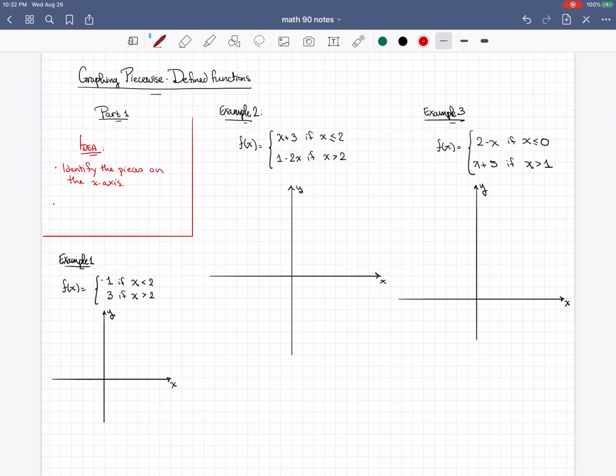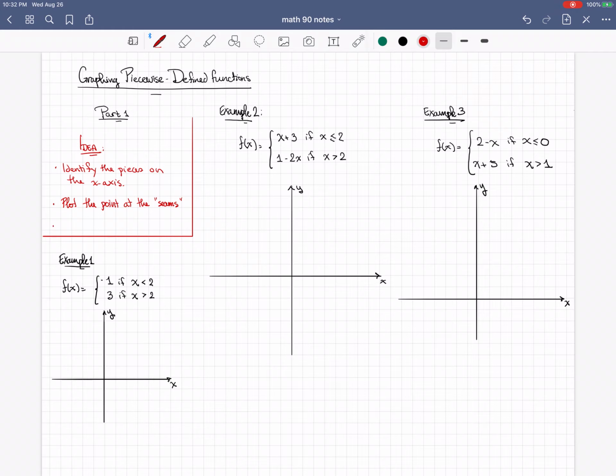Second, plot the points, and then I call it at the seams. So what do I mean by that? Like I said, a piecewise defined function is made up of pieces. So you're going to have places where one piece ends and places where another piece begins. And so it's important to plot those seam points, the points where the one piece stops and the other piece begins. So I always like to start there after we've identified the pieces on the x-axis.